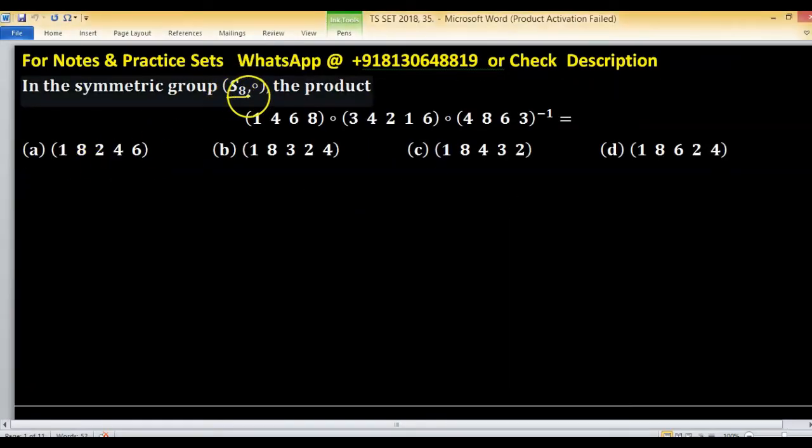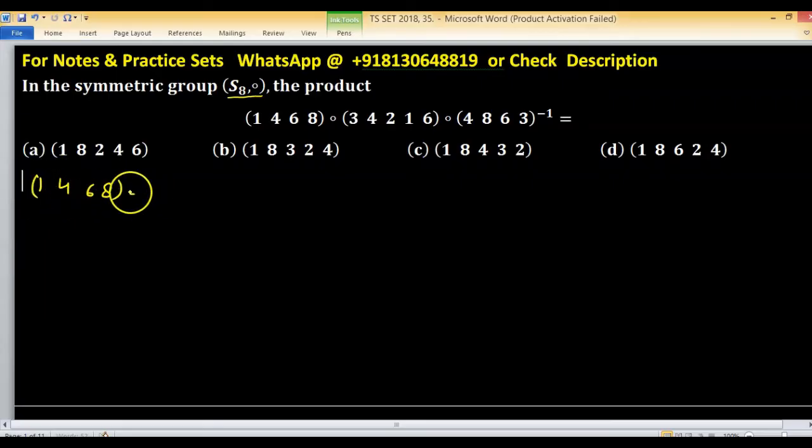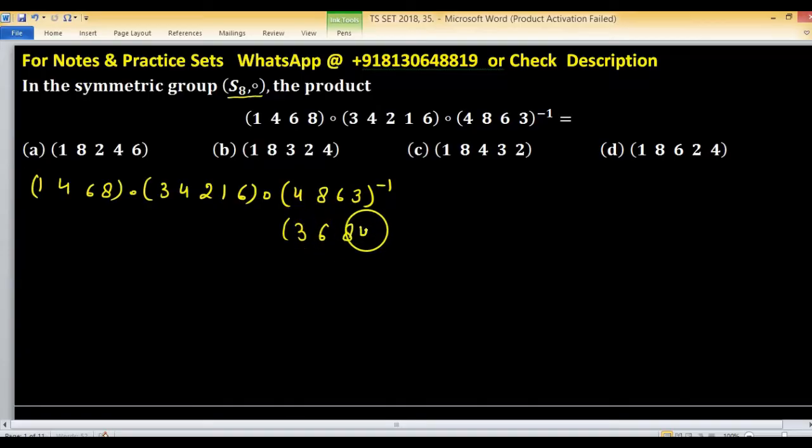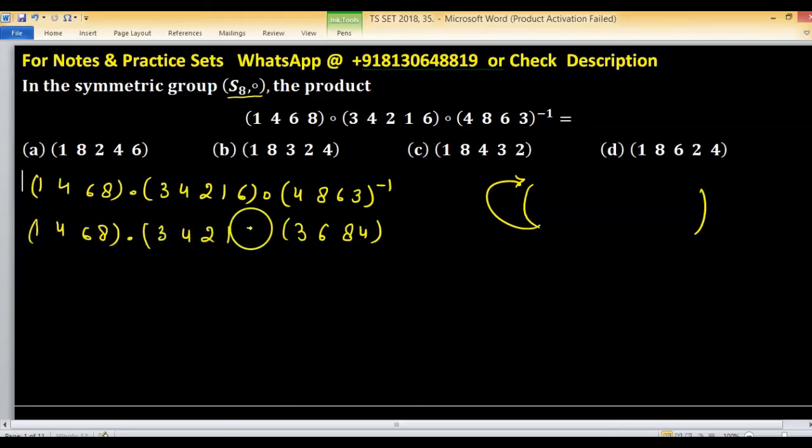In the symmetric group S8, we have to find the product of the composition of (1 4 6 8), (3 4 2 1 6), and (4 8 6 3) inverse. The inverse of a cycle permutation is just the reversal of the elements, so 3 6 8 4 is the inverse. In matrix form, just reverse the images of the inputs, and write the other cycles the same as the other permutation, 3 4 2 1 6. We have to find the composition of these.